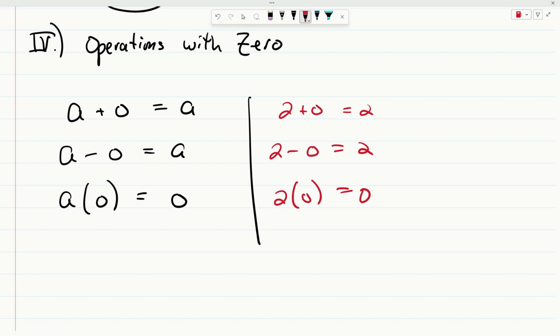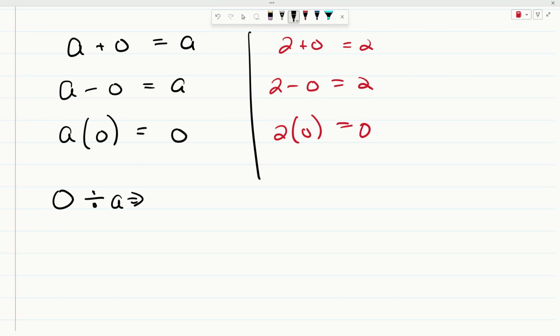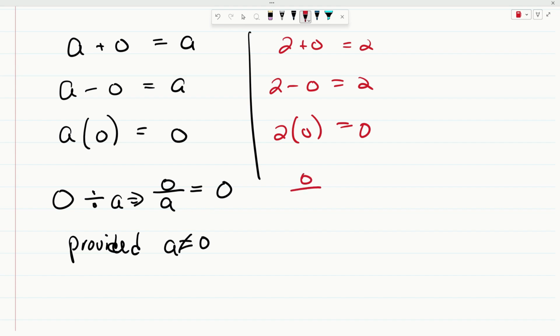I'm laughing over here. But all three of these were really straightforward. It's the last one you got to worry about. All right? 0 divided by a is the same exact thing as saying the fraction 0 over a, which equals 0, provided a itself is not equal to 0. All right? So the example would be 0 divided by 2 equals 0.